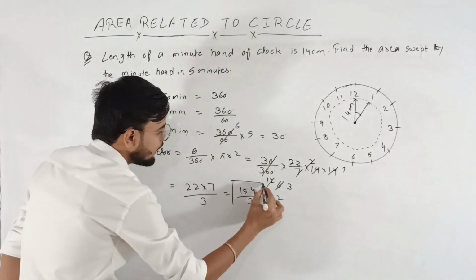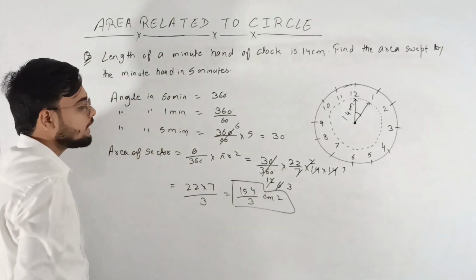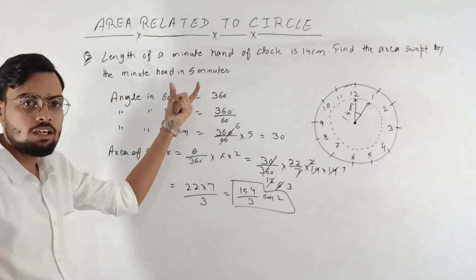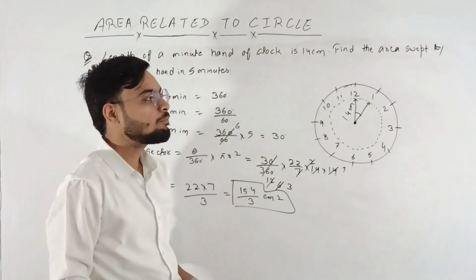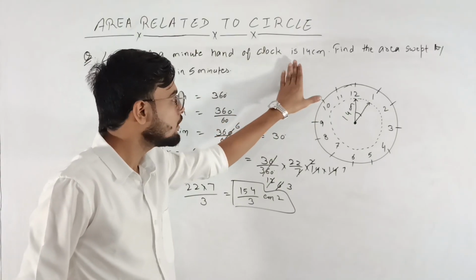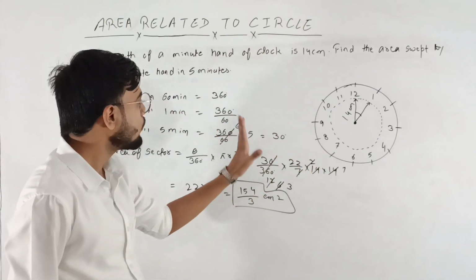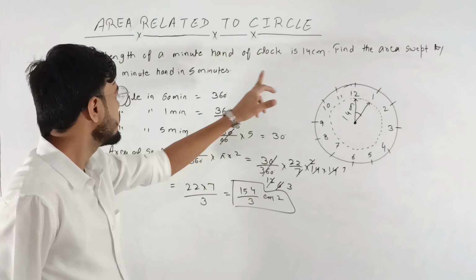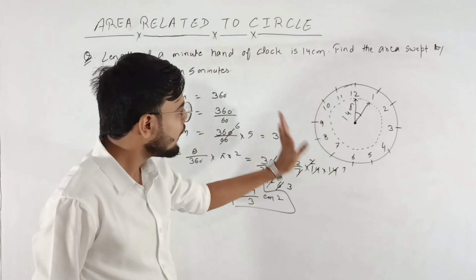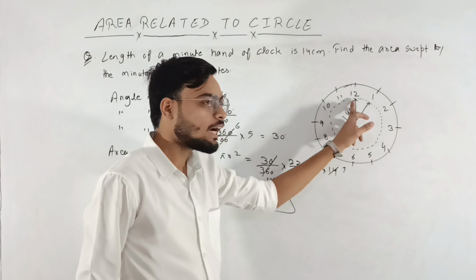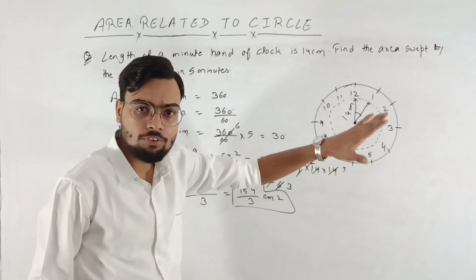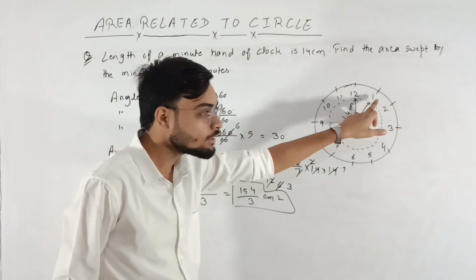So this is the area of minute hand when it swept by 5 minutes. Understood? Let's see one more time. Question said that there is a clock in which the length of minute hand is given 14 centimeters. Then we have to calculate the area when this minute hand swept 5 minutes. Okay. So see, this is my clock. I draw an initial position of minute hand at pointing 12. Now, when this minute hand covers 5 minutes, then this minute hand pointing towards 1.